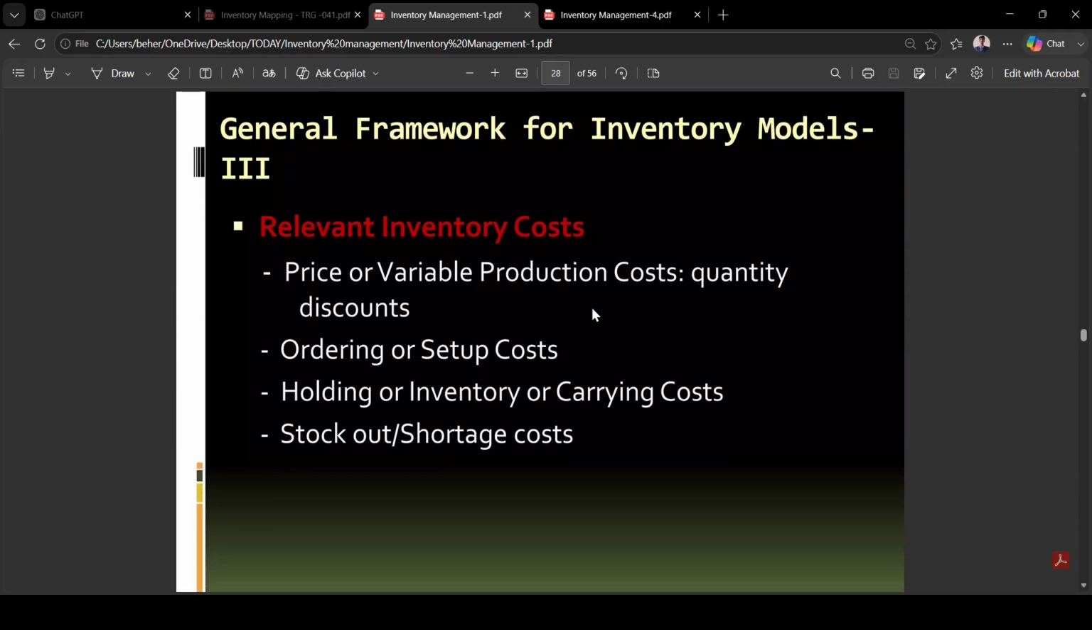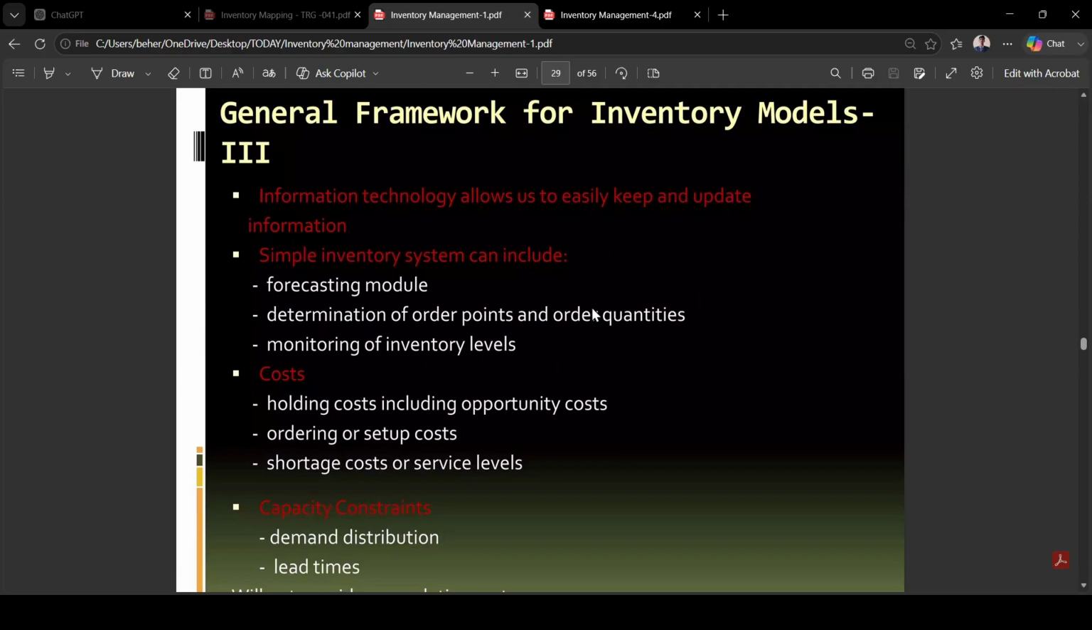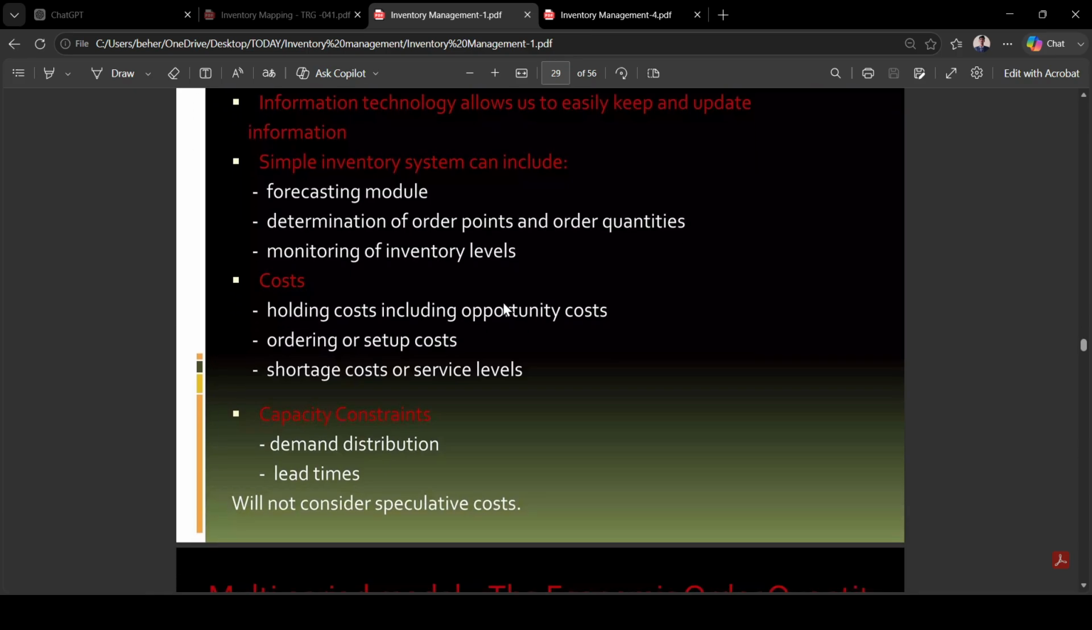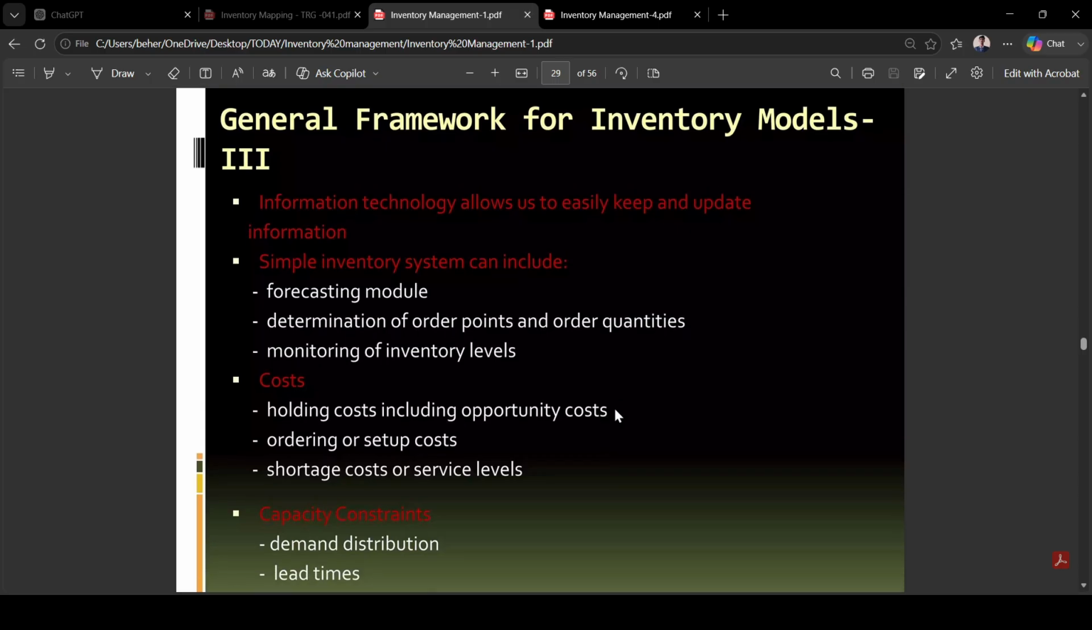General framework for inventory model. Relevant elements are price variable, production cost, quantity discount, ordering or setup cost, holding or inventory carrying cost, and shortage cost. Information technology allows us to easily keep track. What is cost? Holding cost includes opportunity cost, ordering cost, setup cost, shortage cost, and service cost.